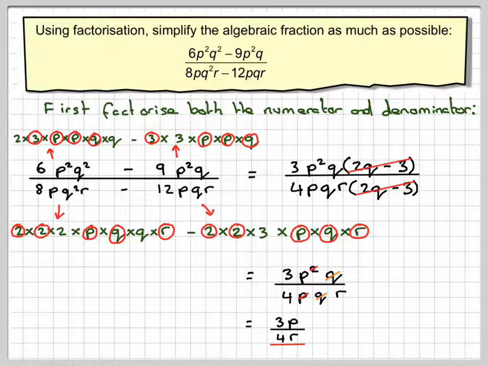Okay, so it doesn't matter what the value of q is in this. It doesn't matter. We're still going to get 3p over 4r. The q has actually no effect in this. Okay, so this has been a video to show you how to use factorisation to factorise both the numerator and the denominator, and then once you've done that, to cancel the algebraic fraction and simplify it.